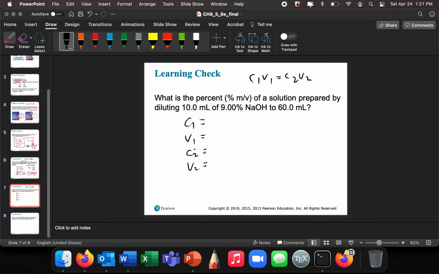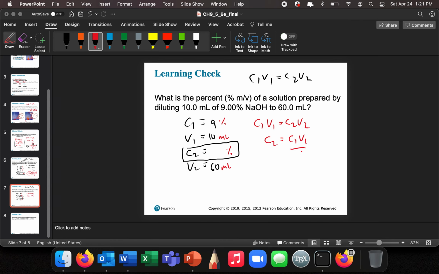What is the percent of a solution? So it looks like this is what I'm being asked. Is prepared by diluting 10 mils. All right, so it looks like that's 10 mils, and it's initially 9%. And I'm going to 60 mils, okay? So mils and mils are going to cross off, and 9 is a percent, so it looks like this is going to be in a percent, okay? So C1V1 is equal to C2V2. Looking for C2, so I'm going to say C1V1 over V2. C1 is 9.